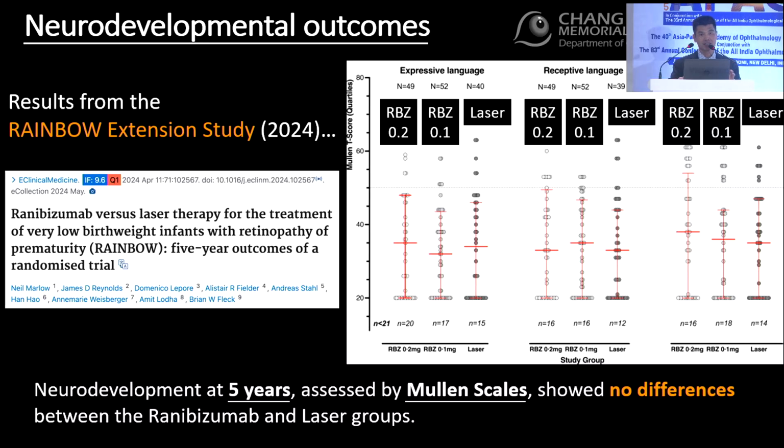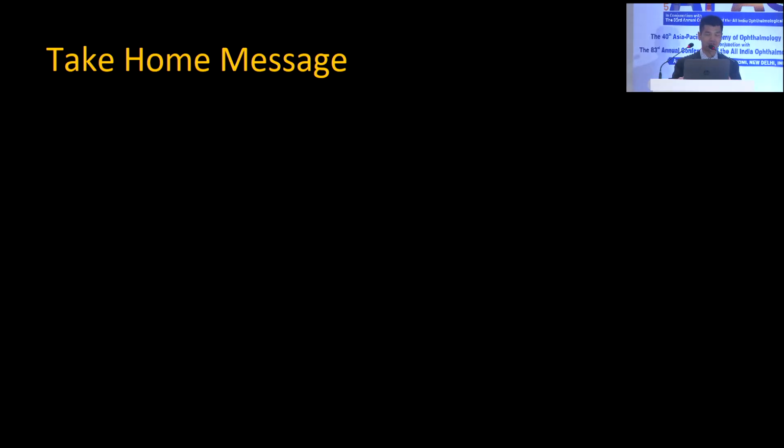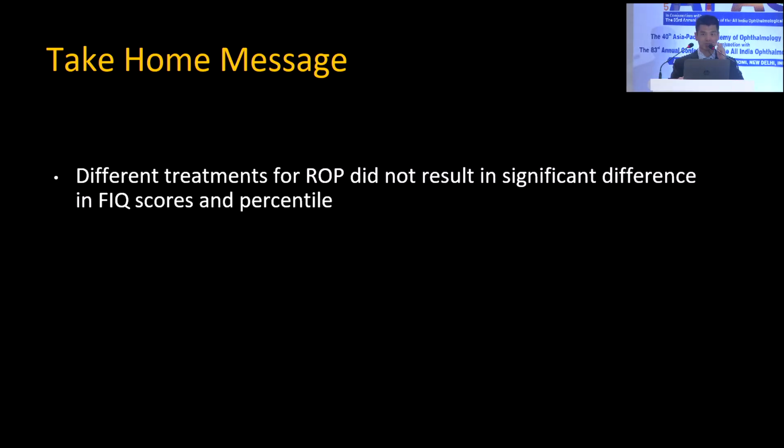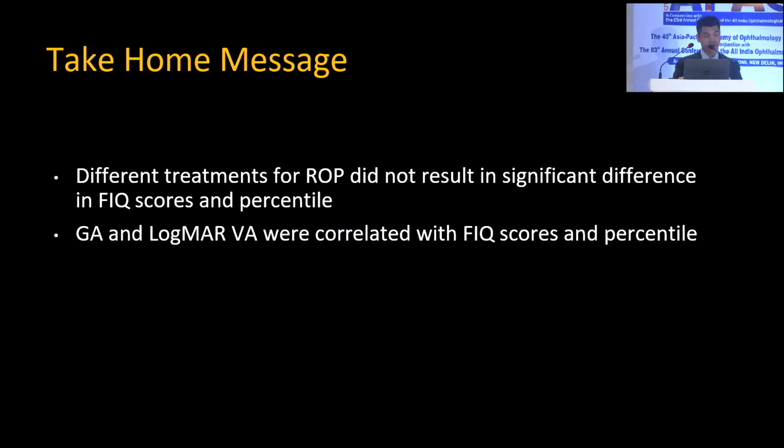They don't see any significant neurodevelopmental issue in the eye treated with anti-VEGF. So the take-home message here is that we did not find significant differences in the FSIQ score and percentile in the individuals treated with bevacizumab compared to laser. And only lower gestational age and poor vision could correlate with a lower score.